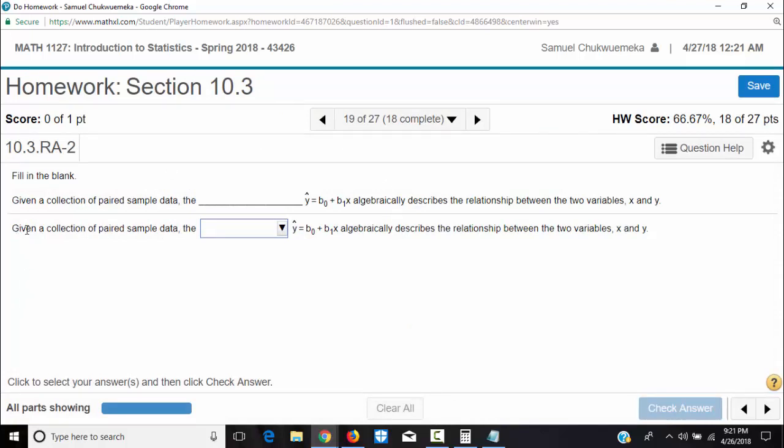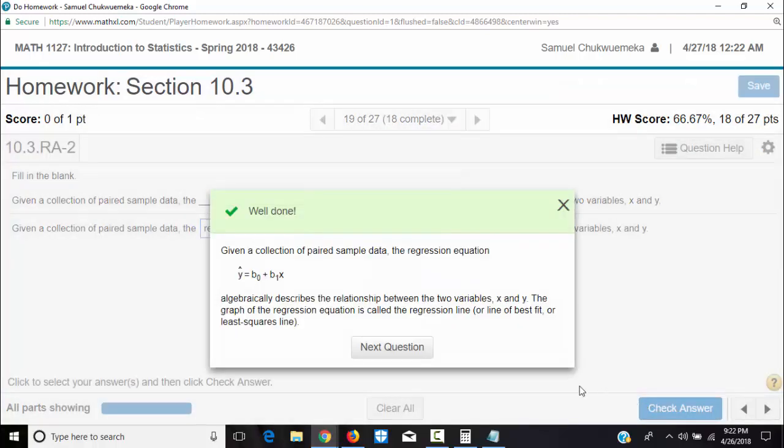Question 19, given a collection of paired sample data, the dash algebraically describes the relationship between the two variables x and y. Of course, this is the regression equation.